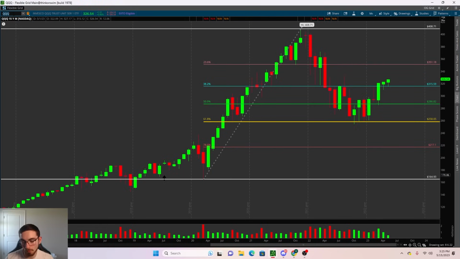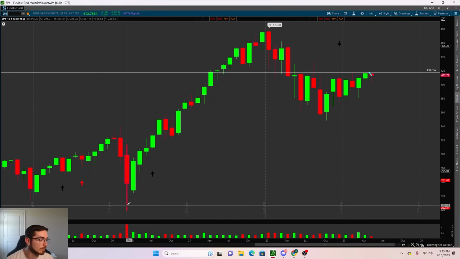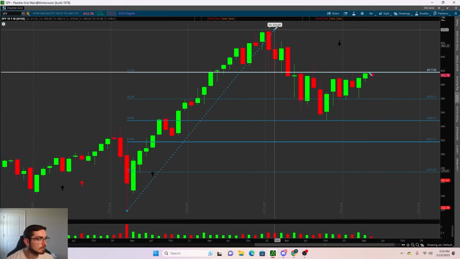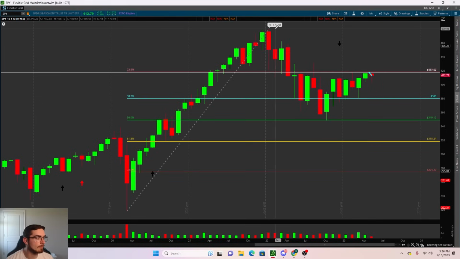We can go on over and look at SPY. SPY bottomed out, I believe, right at the 50% retracement. So again, take that pivot low to pivot high. The low during the 2020 sell-off down at 218.95 all the way up to the high of 480.